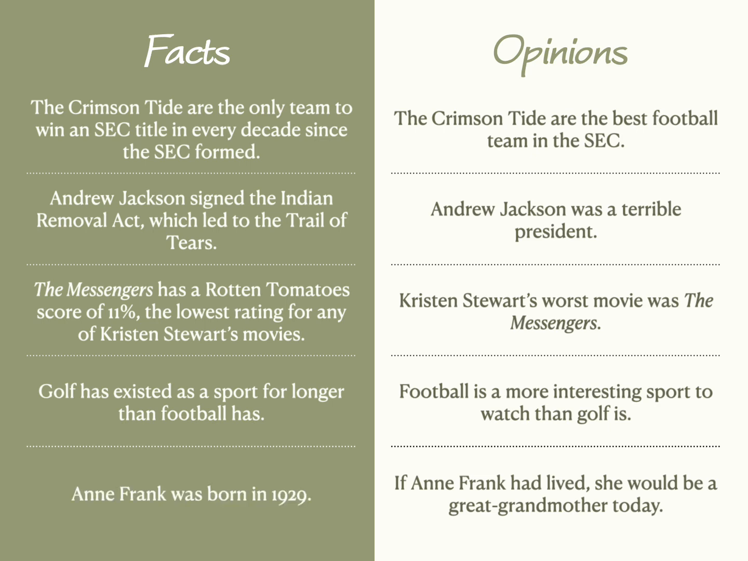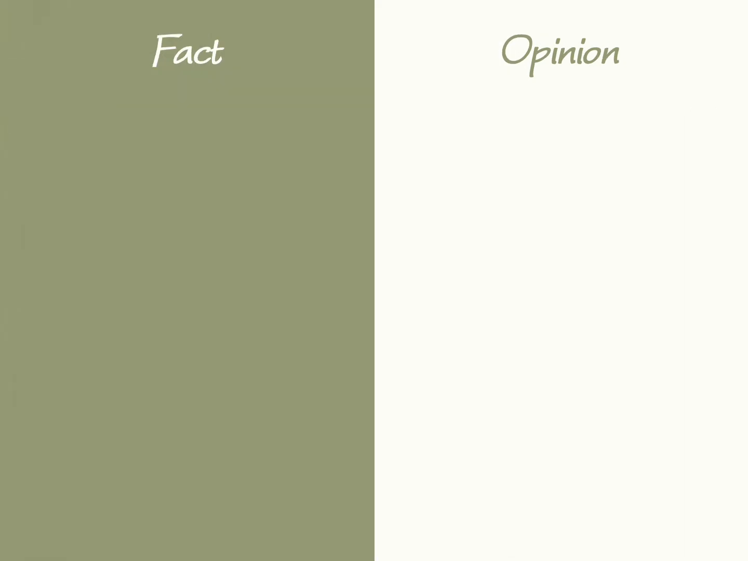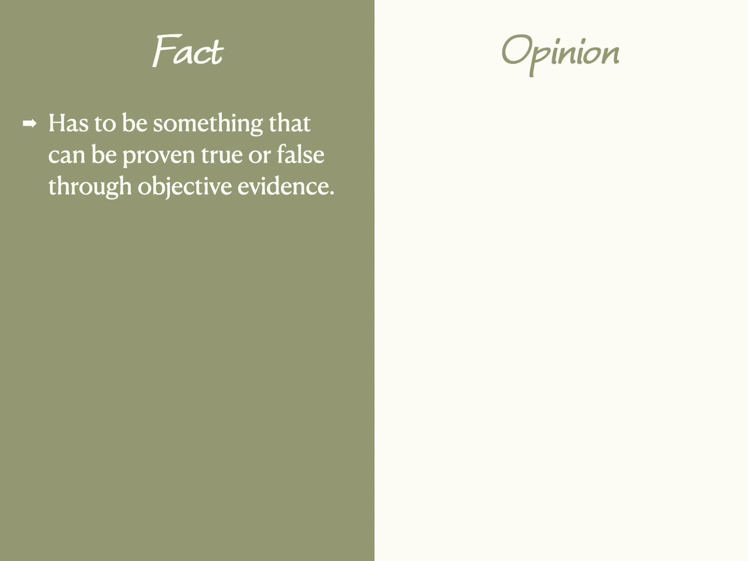If I want to be factual, I could say Anne Frank was born in 1929. You're able to look that up and prove yes or no, this is true or false. So again, a fact has to be something that can be proven true or false through objective evidence. You have to be able to look it up and prove it in some manner. An opinion cannot be proven definitively true or false. It'll be true for some people, false for some people.